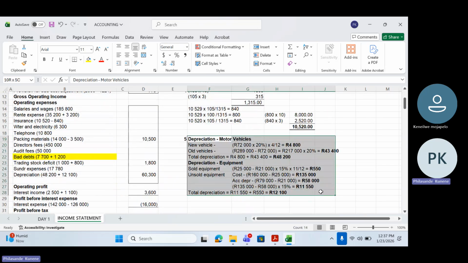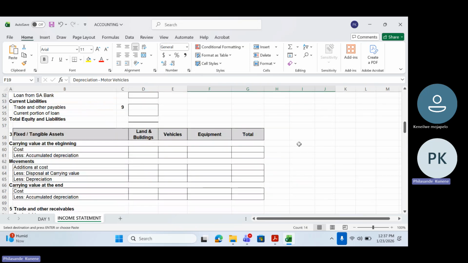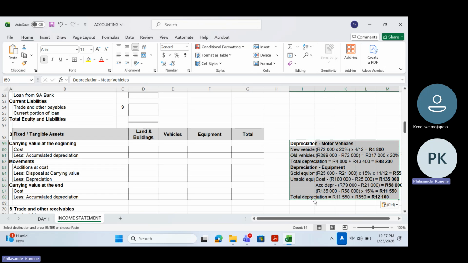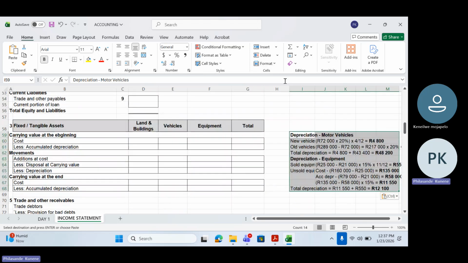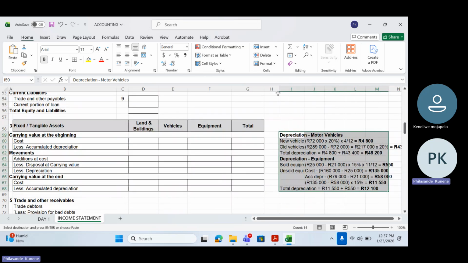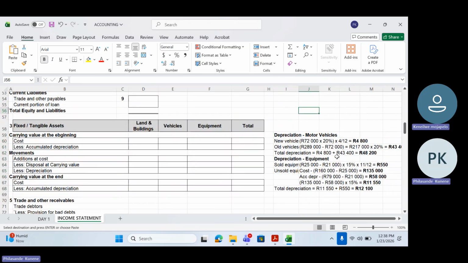And I just take this and then put it here next to this. I want to put it here. I'm just gonna put this here, and then we complete this fixed asset note, right? We complete this fixed asset note. Okay.